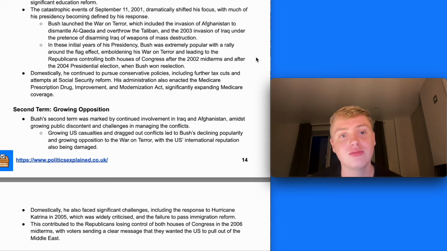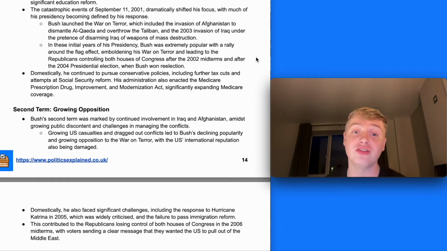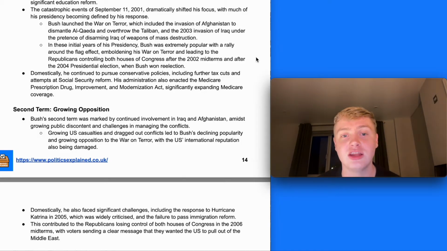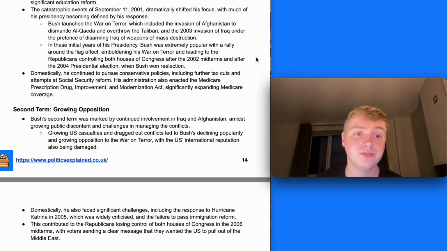And in the initial years of his presidency, Bush was extremely popular, with a rally round the flag effect, emboldening the war on terror and leading to the Republicans controlling the House and both houses of Congress after the 2002 midterms and after the 2004 presidential election when Bush won re-election. Domestically, he continued to pursue his conservative policies, including further tax cuts and attempts at Social Security reform.